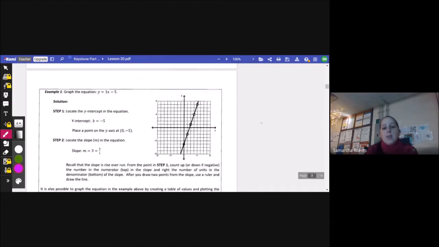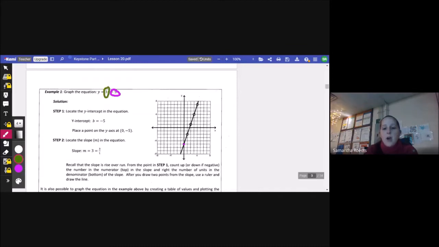Example 1, graph the equation y equals 3x minus 5. Step 1, locate the y-intercept in the equation. So the y-intercept is -5. Okay, so I plot the point on the y-axis, 0, -5, right there. Locate the slope, it's right here, which is 3 or 3 over 1.